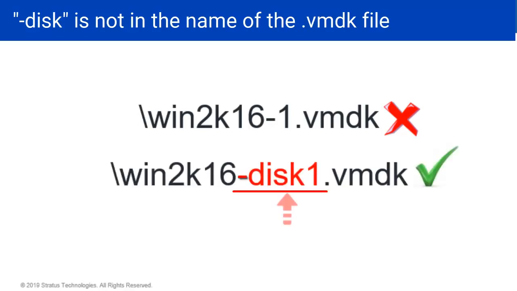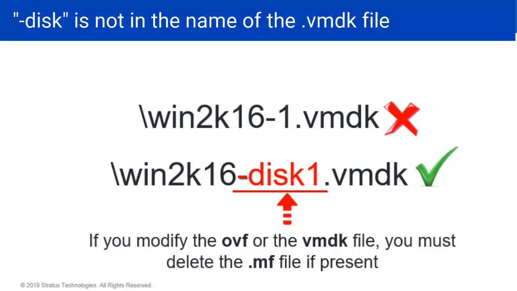For example, win2k16-disk1.vmdk. Please note, if you modify the OVF or VMDK file, you must delete the .mf file if present, as the checksum will fail on import. This file is optional.